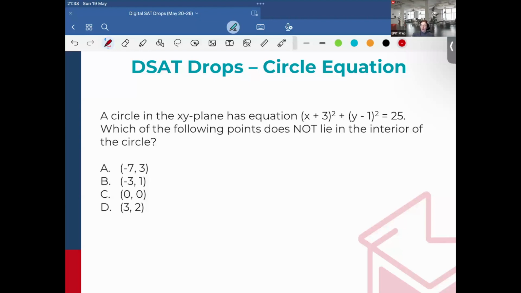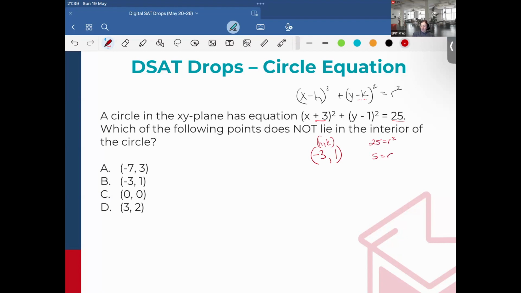Okay, so the fastest way to solve one is first to have a good grasp on the circle equation. The equation is (x - h)² + (y - k)² = radius squared. This tells me this is the x center coordinate, which is -3. This is the y center coordinate, which is +1. That's my h and k. And I also know the radius, so 25 is equal to radius squared.